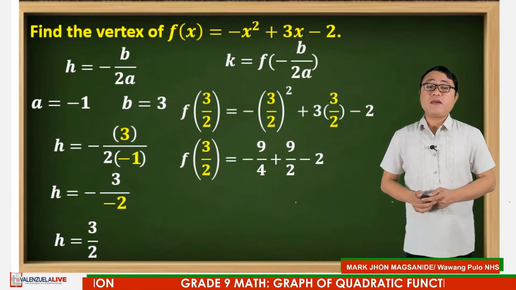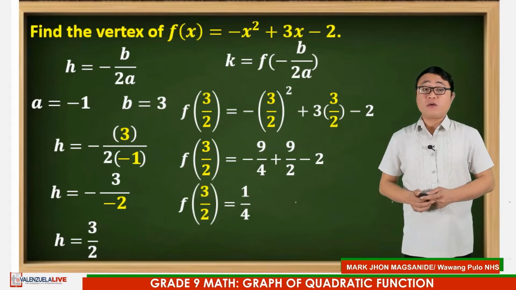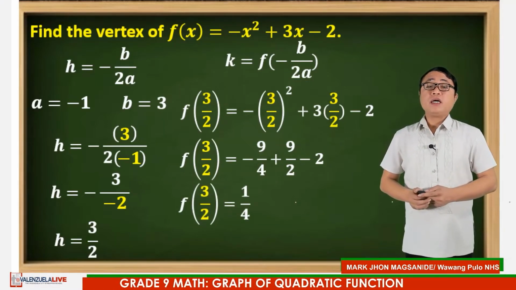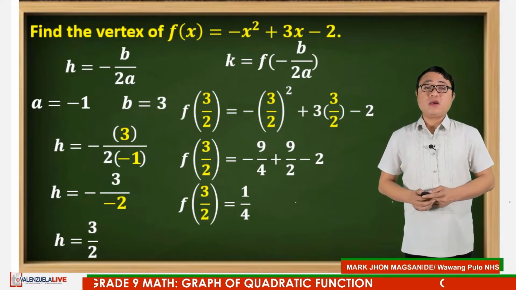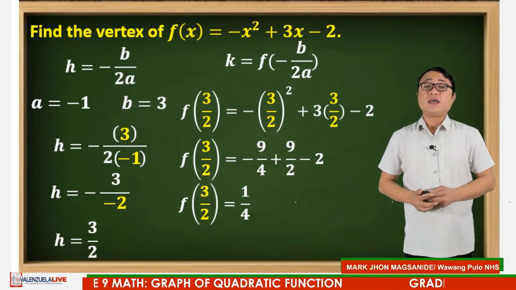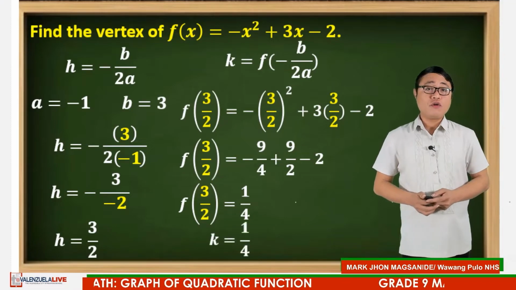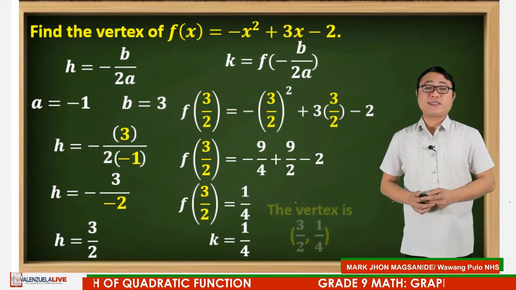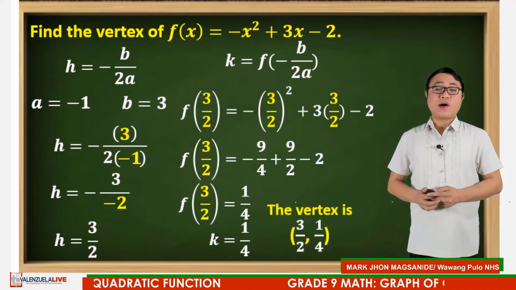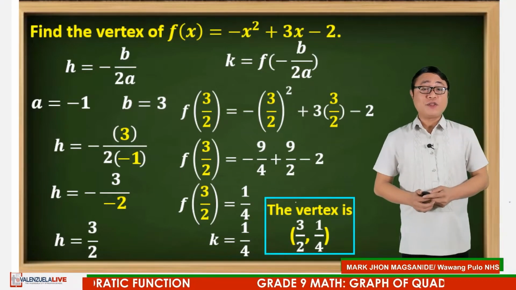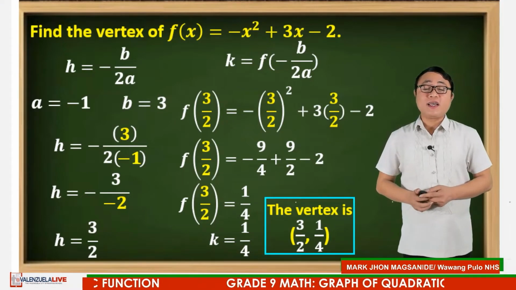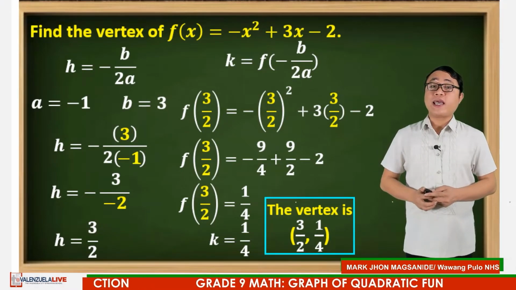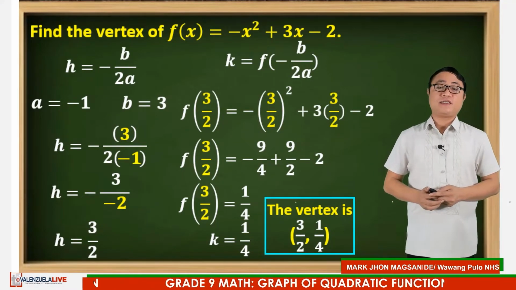Further simplifying, we have f of 3 halves is equal to 1/4. Since k is equal to f of 3 halves, therefore k is equal to 1/4. Therefore, the vertex has the coordinates 3 halves and 1/4. And this is also the coordinates we got using the other formula for k in the first solution.